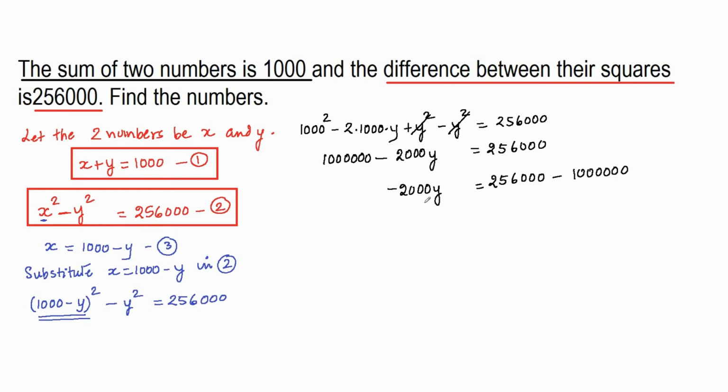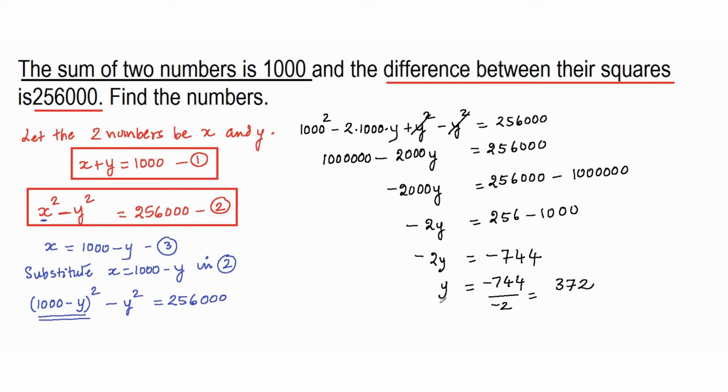And now I can divide everything by 1000 because 1000 is common everywhere. So I get negative 2y is equal to 256 minus 1000, and therefore negative 2y is equal to 256 minus 1000 is minus 744. And therefore y is equal to negative 744 by negative 2, which is 372. So if y is equal to 372, now I can find the value of x.